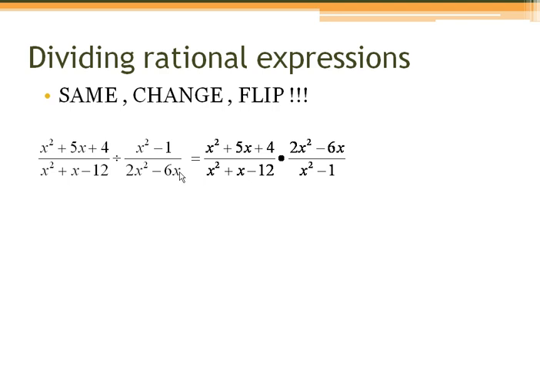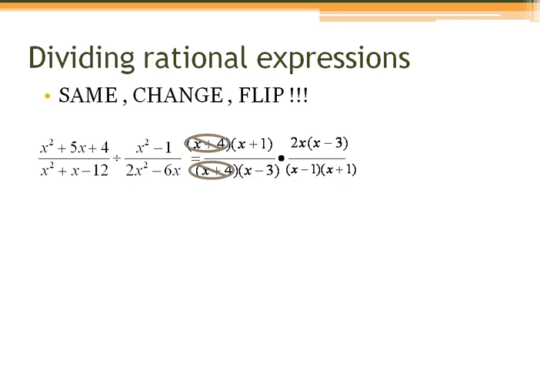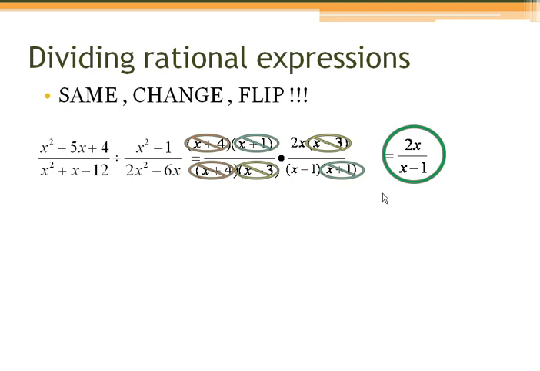So what do we do here? Factor. That's your numerator, that's your denominator, that's your numerator, that's your denominator. Slash them away, cross them out. The x plus 4's can go. The x plus 1's and x minus 3's go. And you're left with simply 2x over x minus 1.